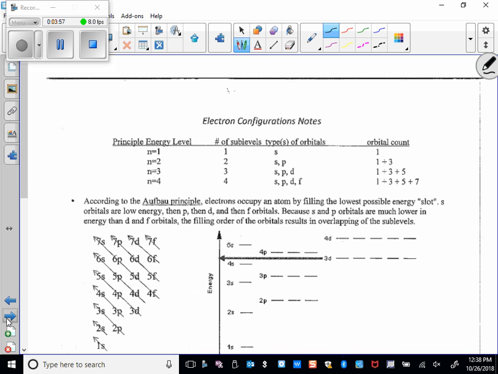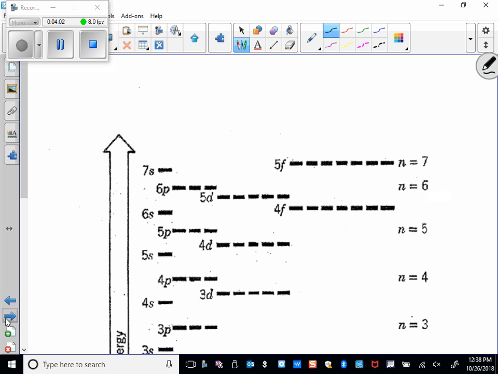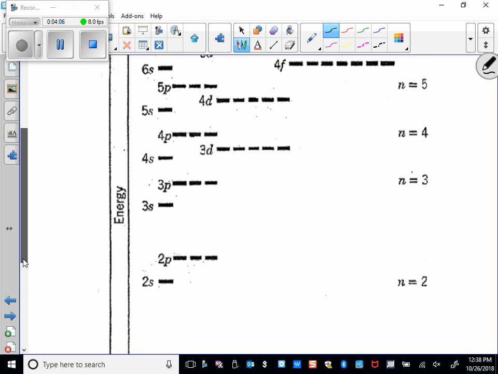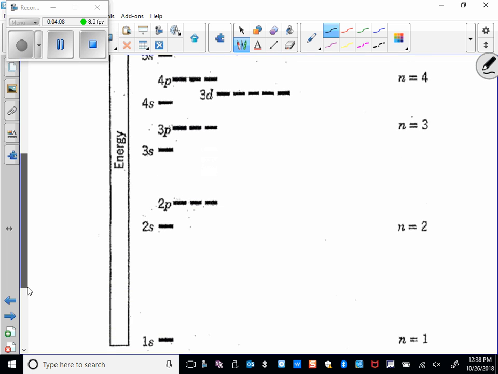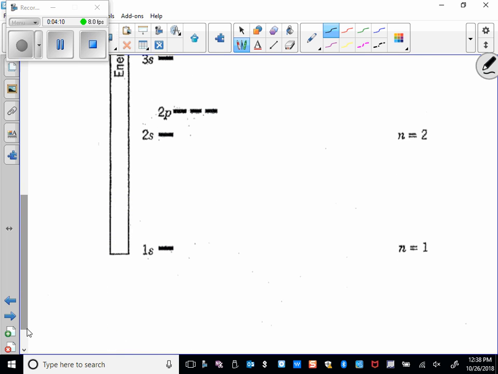Do you see that? Now, how do the electrons enter, or how are they arranged around the nucleus? Now remember, the electron will always like to enter the lowest energy level first.